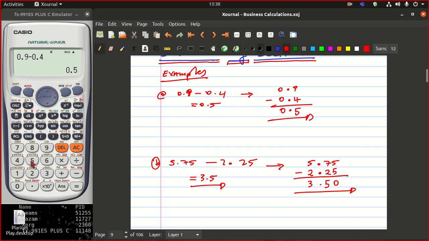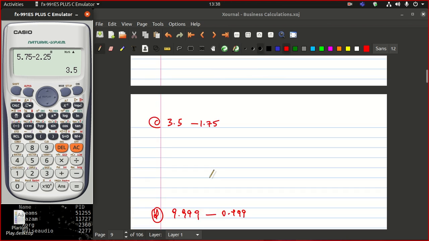So here, if you wanted to test it, you will end up having 5.75 minus 2.25. So you end up having 7/2 or 3.5. So that's what this thing is.